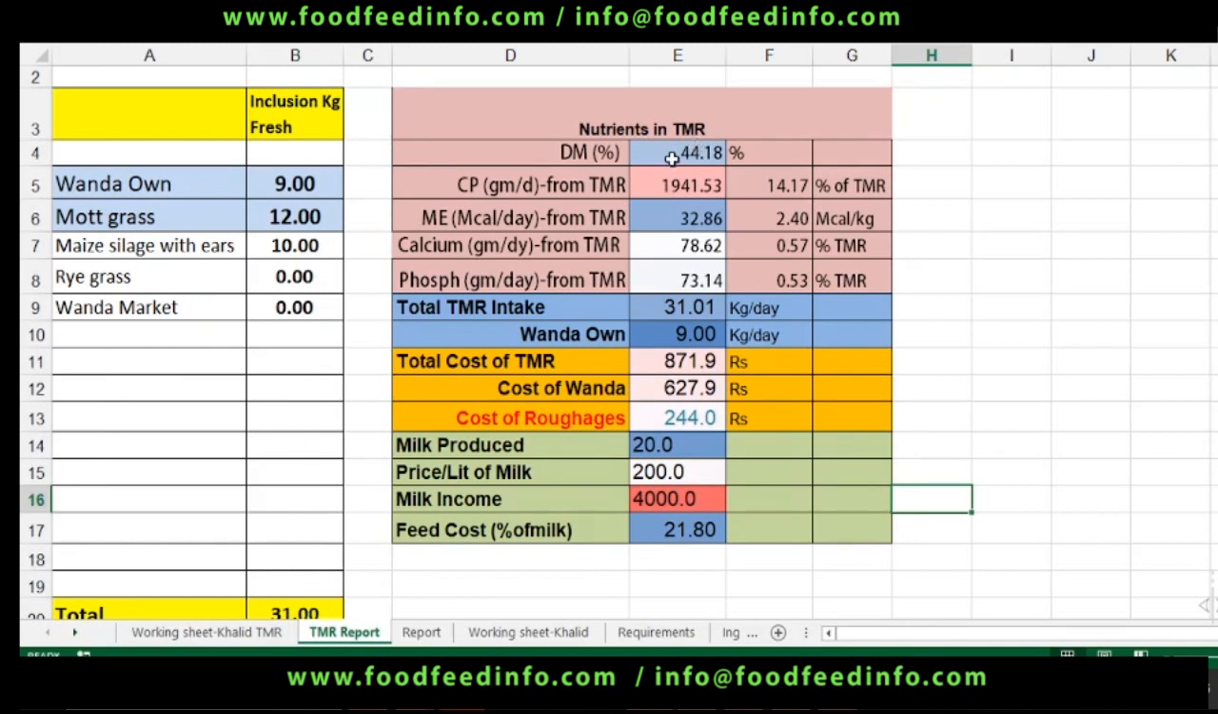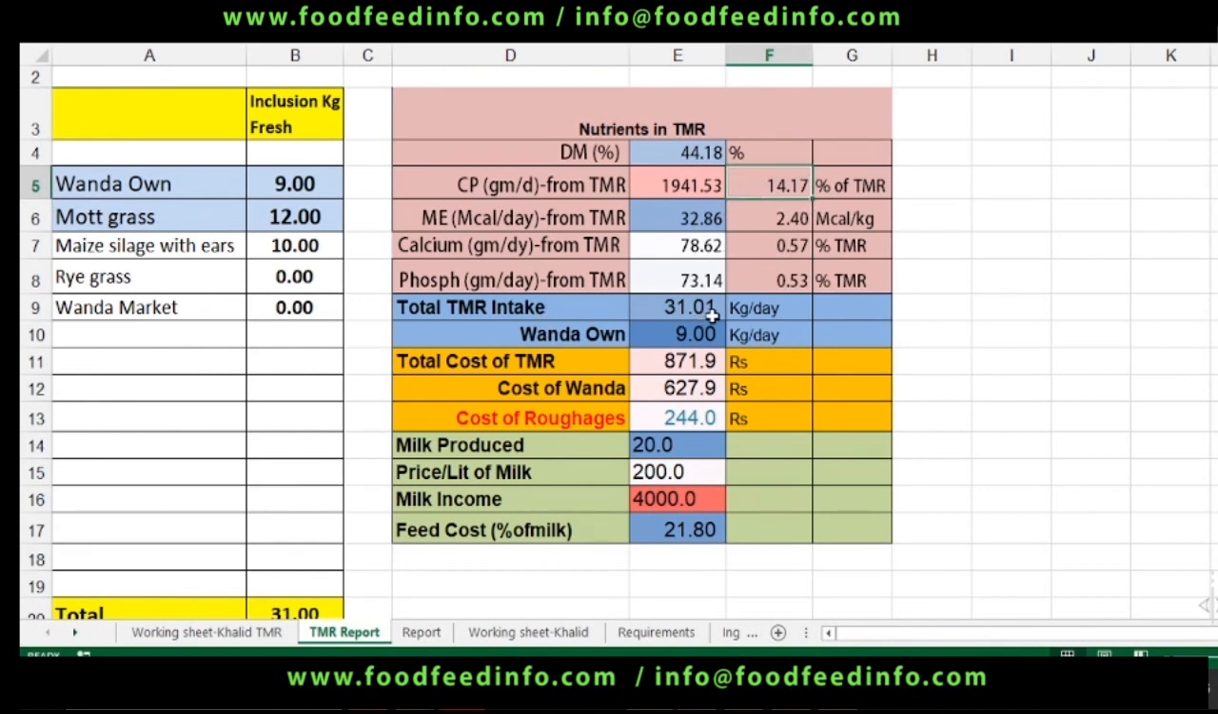That is only 44%. Crude protein gram per day from TMR, metabolizable energy, calcium and phosphorus, what is available on daily basis from the TMR. So this is what is available on percent basis. Like this is the megacalorie, this is the calcium on percent basis, this is the phosphorus on percent basis, this is the CP on percent basis.